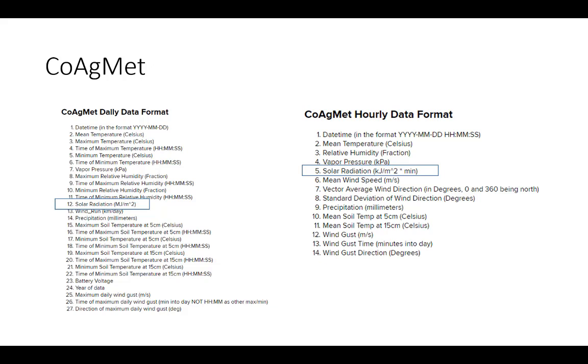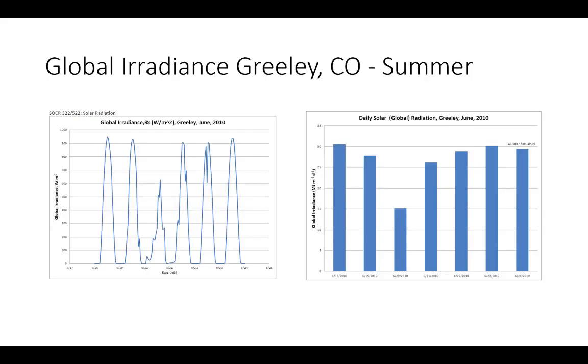So we can either get the daily radiation, the total amount of radiation received over 24 hours, or we can get it every hour, how much was received every hour. And on the newer stations, you can get it every 5 minutes. Again, this unit. So here's what our data looks like from Greeley, Colorado, for example. Here's some hourly data. Here you see a couple of clear days, a cloudy day, right? And here's the daily solar radiation that pairs with these.